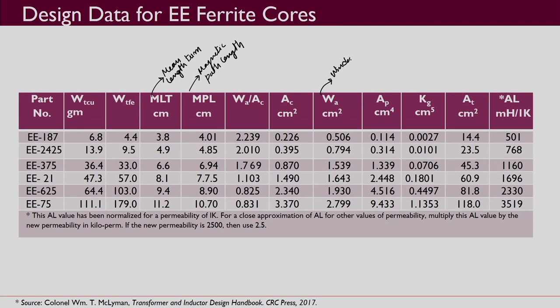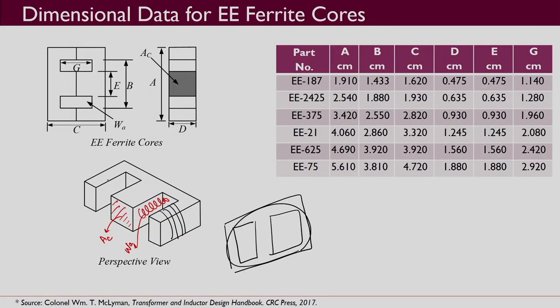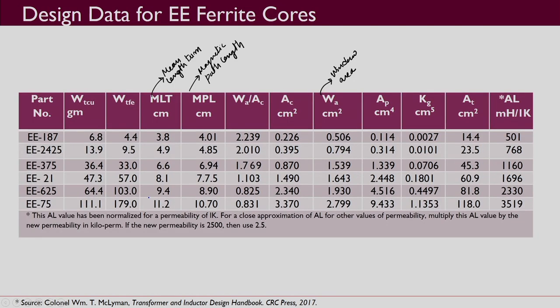Then your next is your window area. I just explained what your window area is. This is the window, so this part is the window on which your conductors are going to be wound. So that is your window area. Then this is what we will be discussing later on, that is called your area product. And this is the core geometry coefficient. This also we will be discussing later on, and this AT is the surface area.